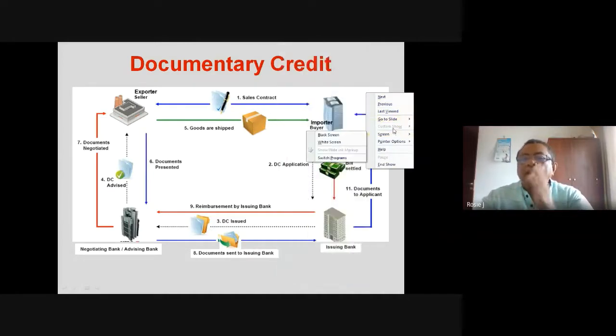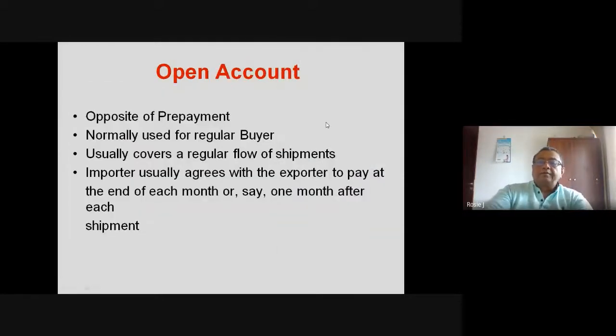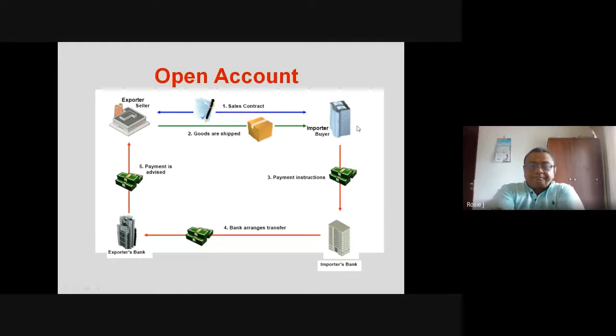How? Let me get a slide that I can go to show it. We'll take this slide. The one instance where a standby LC will come in, right? Now, exporter ships the goods, contract signed, ships the goods, then importer will go and pay the money, and then money comes here. So, the risk that the exporter runs is he ships the goods and does not get the money.